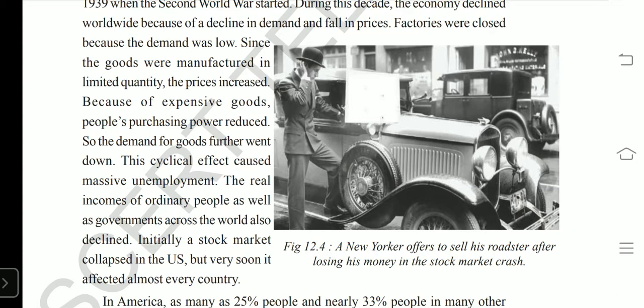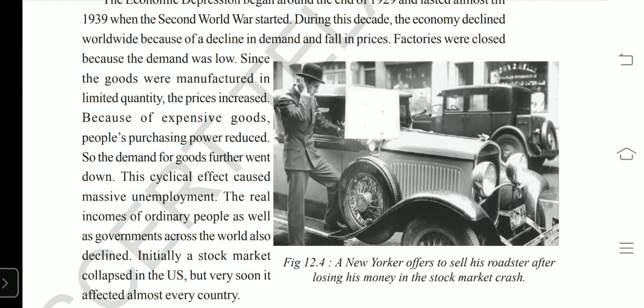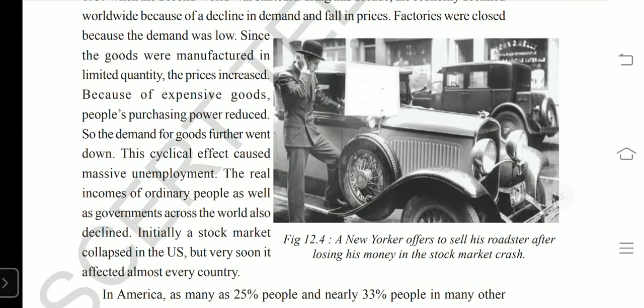Unemployment led to poverty. People suffering with poverty and unemployment did not have the power to purchase goods. So the people's purchasing power reduced, and further demand for goods also decreased, and this is a cyclical process. When demand decreased, prices fell. When prices fell, industries were closed. Then workers came onto the road and turned unemployed. Unemployed people were not able to buy goods, so that led to a further fall of demand.